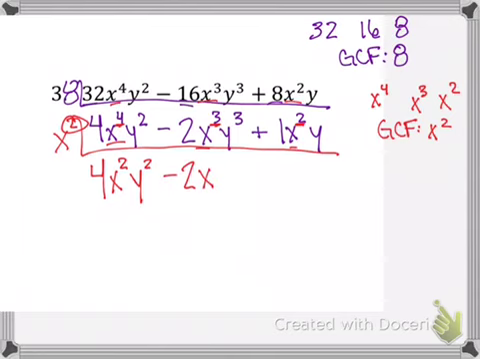2x to the third divided by x to the second is now going to be x. My y stays the same. And x to the second divided by x to the second, it's going to cancel out. All I have left is 1y.